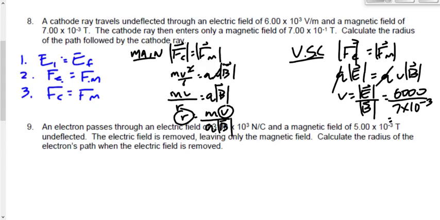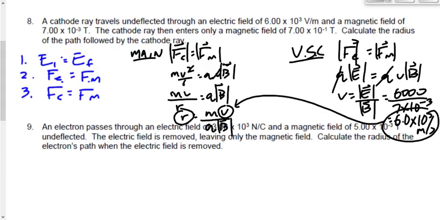That gives us 600,000, 6.0 times 10 to the 5. Okay, there's my speed. Now I take that back, plug it into here, knowing that m and q are the charge and mass of the electron. We end up getting 6.83 times 10 to the minus 4 meters.